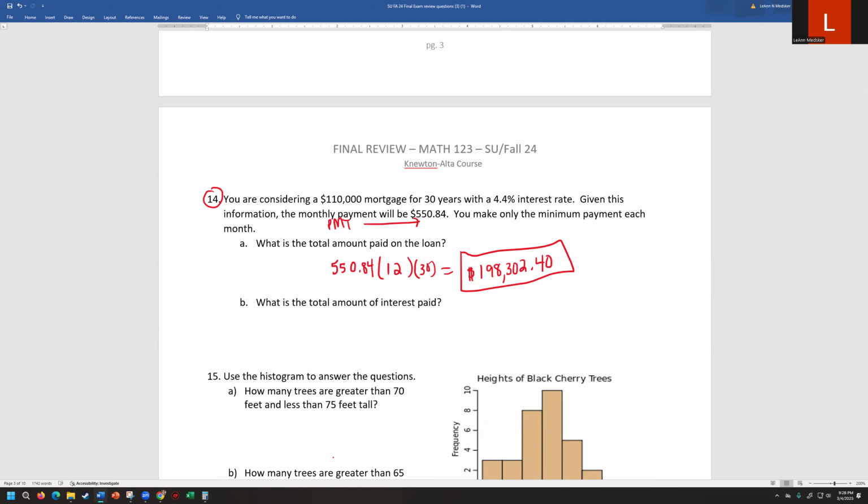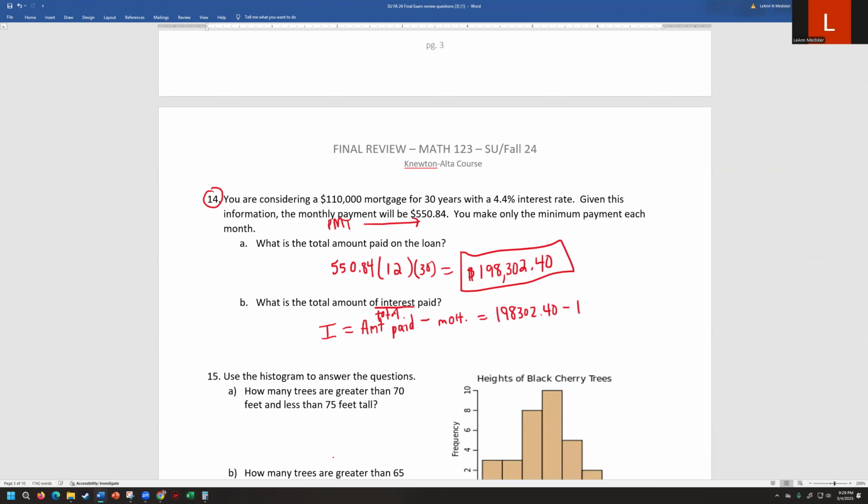Now, the house costs 110,000. So the difference between what we paid the bank and what the house actually cost, what we bought the house for, that would be how much interest the bank collected. So the interest when you're doing a big loan like this is the total amount paid, what we just found out, minus the mortgage or whatever it is we borrowed. Minus what we borrowed.